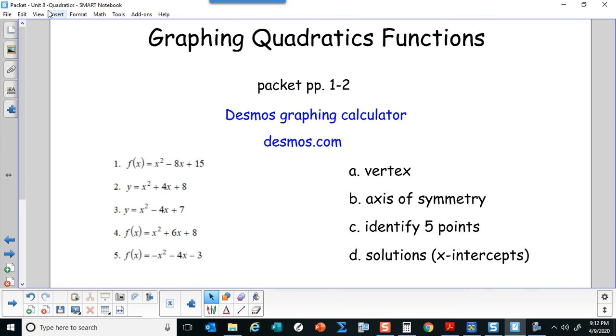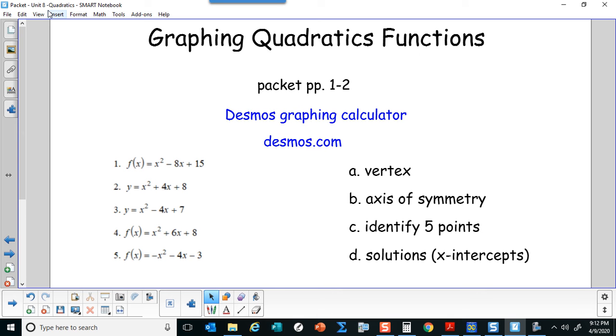Graphing quadratic functions. If you printed the packet, it's pages 1 and 2. I'm assuming you didn't. So here are the 5 functions we'll be graphing. For each graph, we'll be identifying the vertex, the axis of symmetry. We'll identify 5 points, and we'll identify the solutions. And solutions are the x-intercepts.